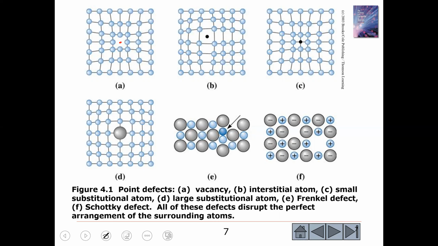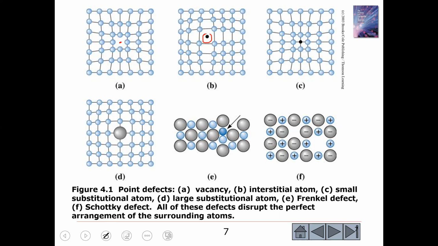If you look at B, this dark atom, I'm talking about this atom, is occupying a space between lattice sites. So it has pushed around the atoms around this interstitial site. So this is an interstitial atom. This black atom is an interstitial atom. It is occupying the site between the lattice sites.